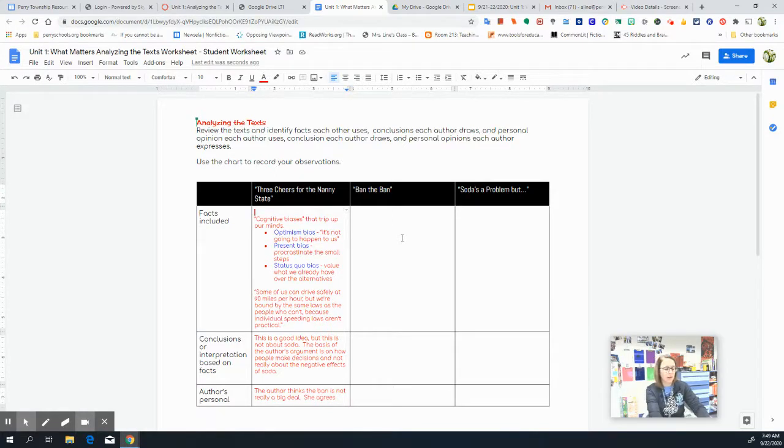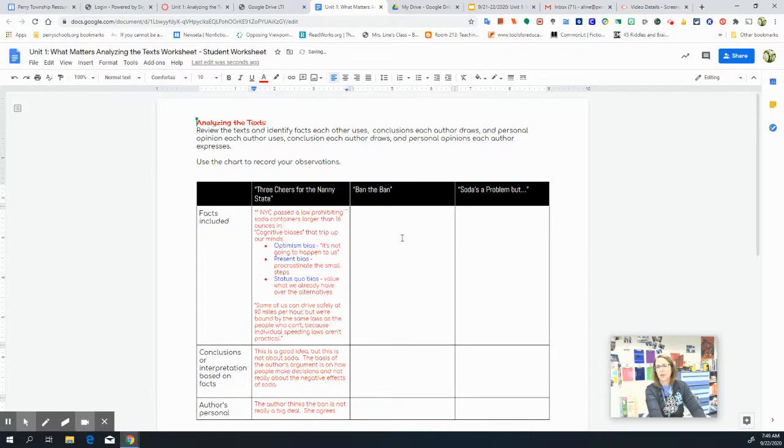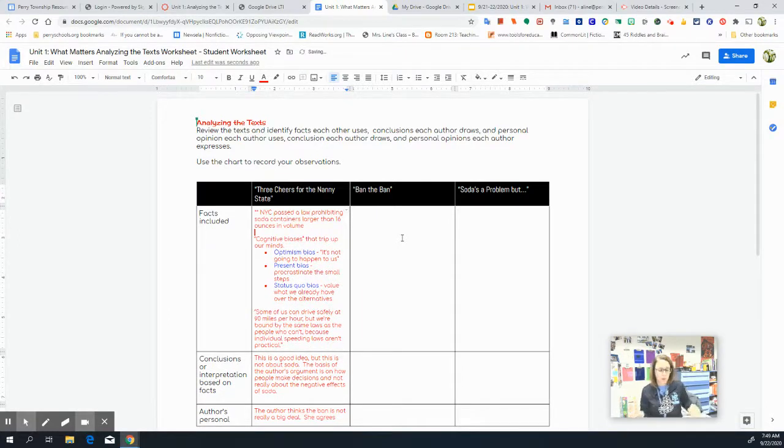So I'm going to go ahead and add in that fact there. So it says that New York City, and I'm going to use NYC, passed a law prohibiting. Remember, prohibiting just means it's stopping. It's saying you can't do it. Prohibiting soda containers larger than 16 ounces in volume. Okay, so that's one fact that she's presenting. She's opening it up and saying, this is the problem.